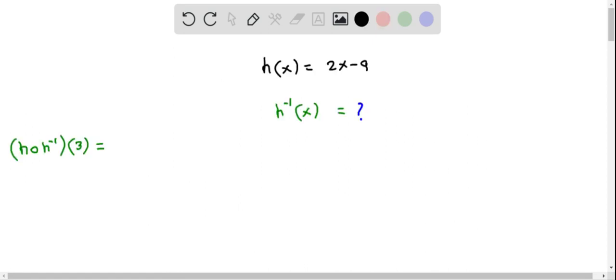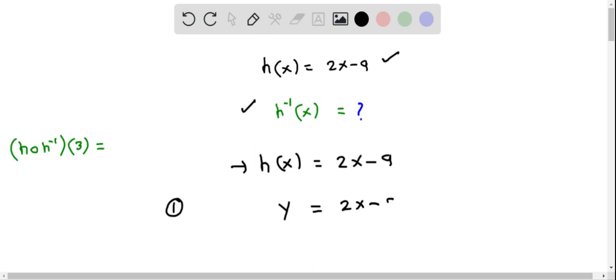We now determine this H inverse of x, given that h of x equals 2x minus 9. So first I'm going to write down this h of x function, which is 2x minus 9. And now we follow the general steps to determine the inverse to any function. That is, in the first step, we have to replace this h of x by y. And this means we will get y equals 2x minus 9.